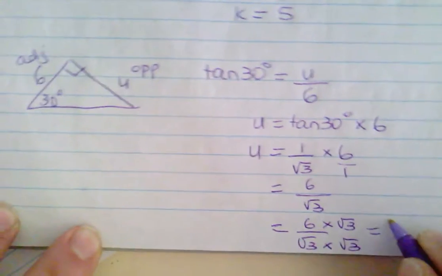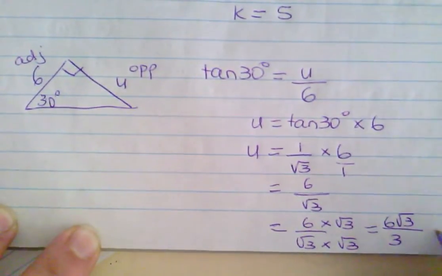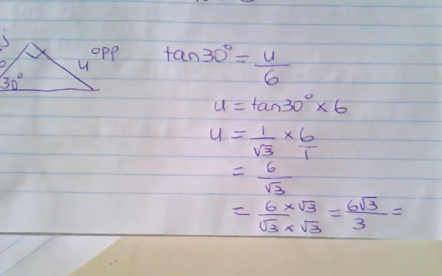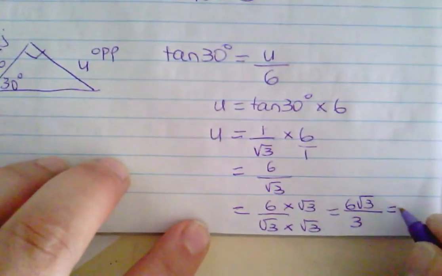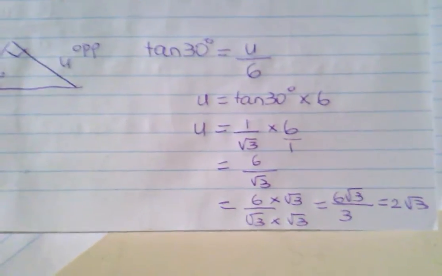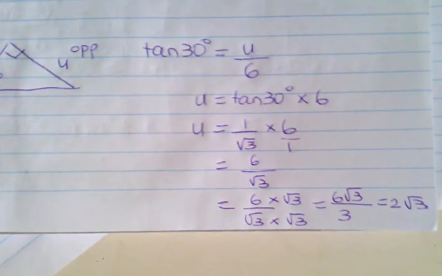So what's 6 times root 3? 6 root 3 over root 3 times root 3, which is 3. What do you think I divide here? You know how we were multiplying whole numbers before? You would divide the whole number bits. What's 6 divided by 3? So it's 2 with a root 3 on top. So 6 over 3 is a 2 on the numerator, and then just put the root 3 next to it.